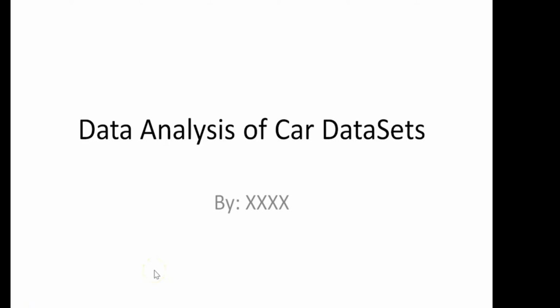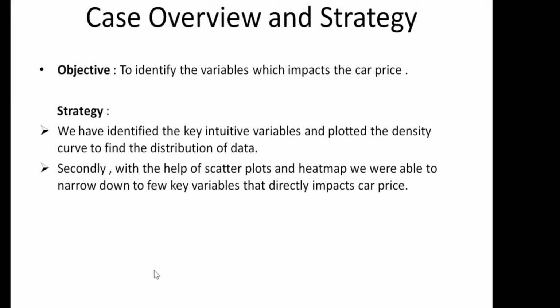First of all, you have to give the heading on the first page. On the second page, you have to identify the business objective of the case study and the strategy which you are going to follow. So here I want to identify the variables which impact the price of the car. The strategy that we have followed: we identified the key intuitive variables and plotted the density curve to find the distribution of data. Secondly, with the help of scatter plots, heat map and bar plots, we narrow down to the few key variables that directly impact the price of the car. So these small things you can mention on the slide, but you cannot mention too much detail on the slide as it will confuse the end user.